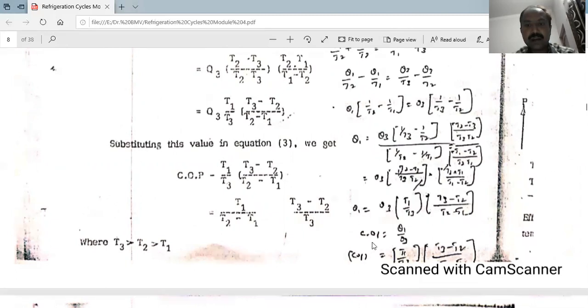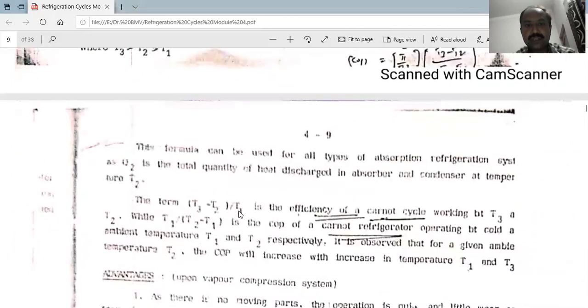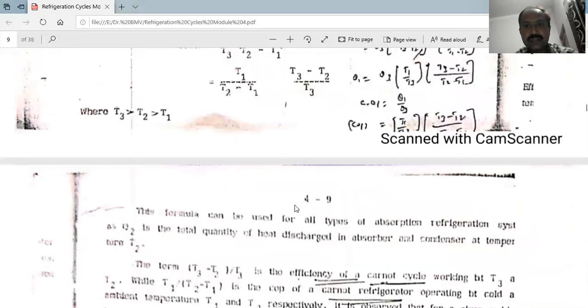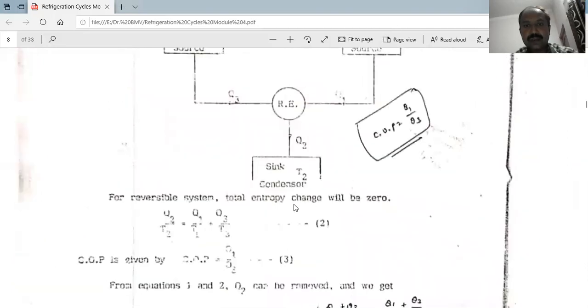Then I will write here COP is equal to Q1 divided by Q3. Q1 divided by Q3 is equal to what? COP is equal to T1 divided by T2 minus T1, multiplied by T3 minus T2 divided by T3. Okay, these two things will be existing here. These are both the Carnot cycle and the Carnot refrigerator. Okay, this is the simple explanation behind the Carnot vapor absorption refrigeration system.